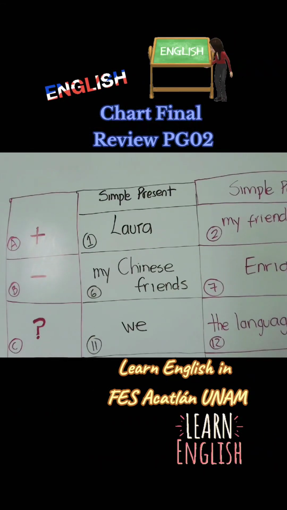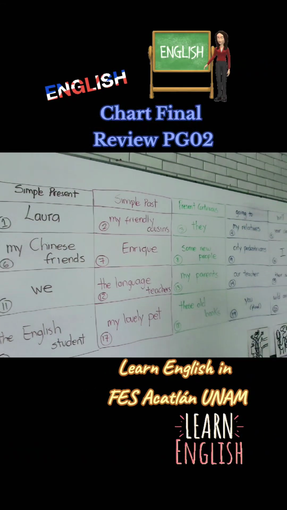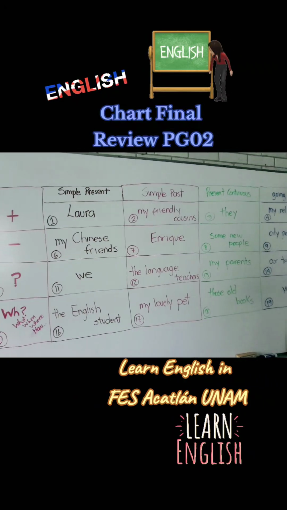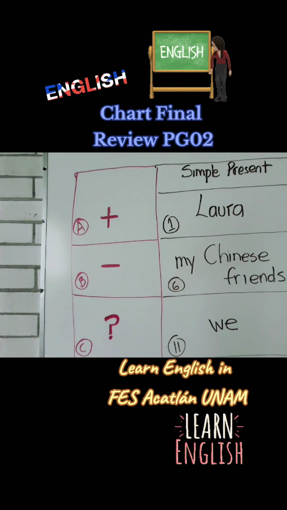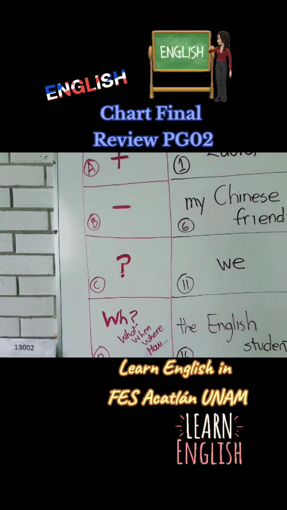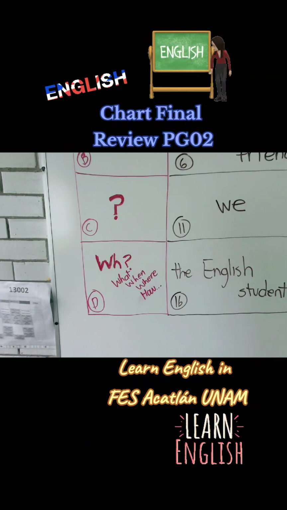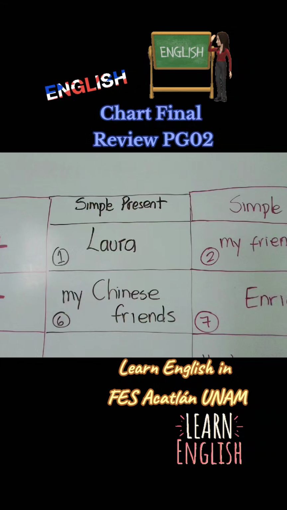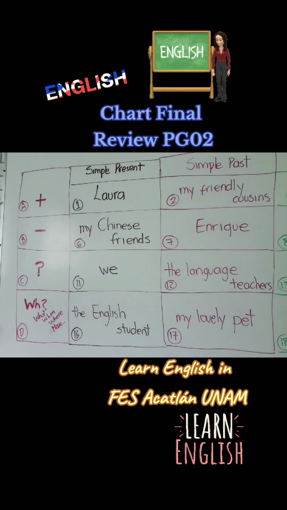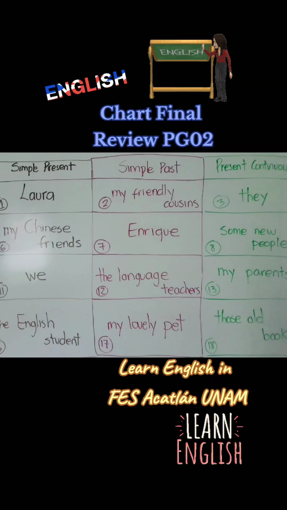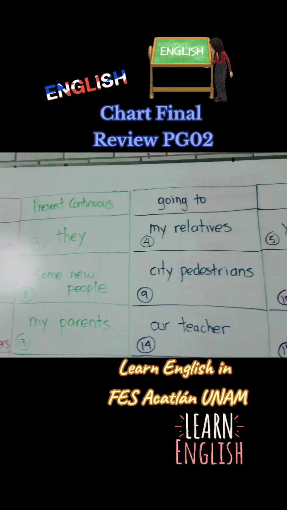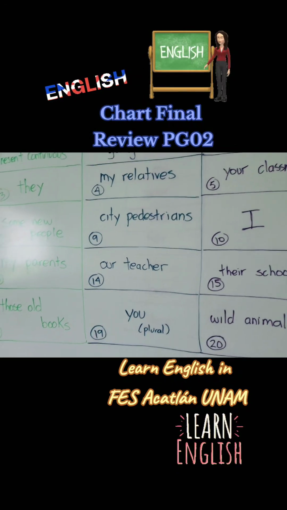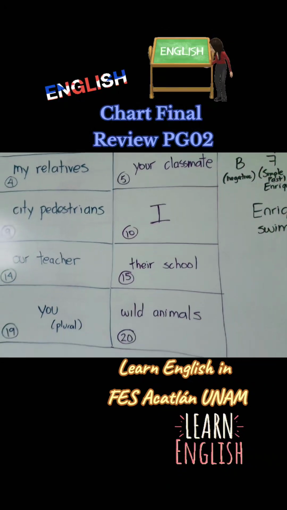Okay, my dear students, here is a chart. I told you I was going to send you the review of PG2. And so we have affirmative, negative, auxiliary question, and WH question. And then we have the column for simple present, then the one for simple past, then the one for present continuous, then we have going to, and then we have will.